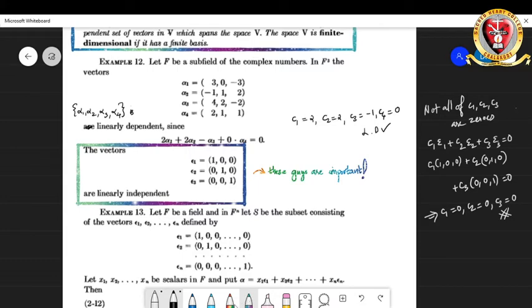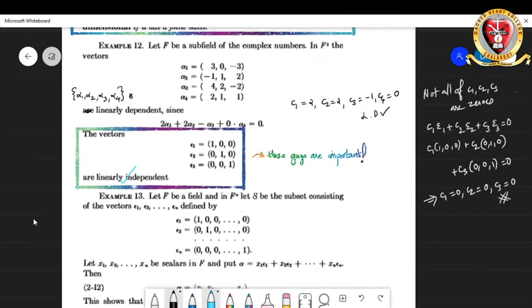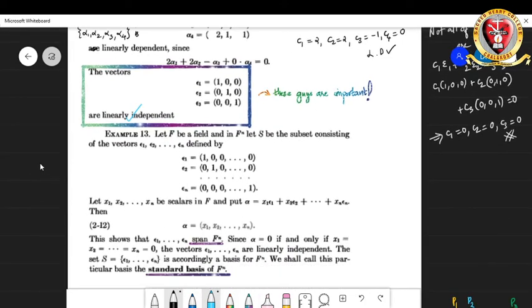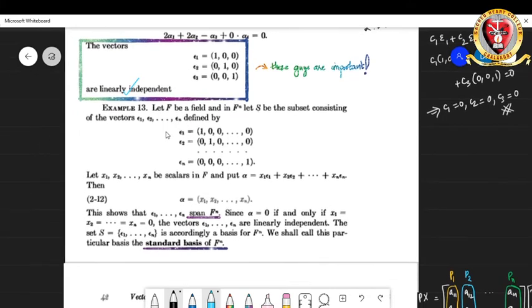That means we get that they are linearly independent. Okay. Note these guys sitting here because they are important when we move on. Okay, and let's see example 13.